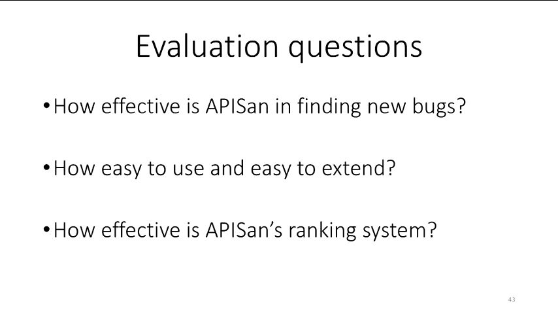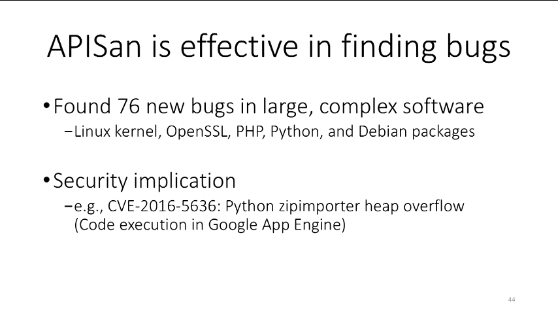Through evaluation, I want to answer 3 questions. How effective is API sanitizer in finding new bugs? How easy is it to use and extend? And how effective is API sanitizer's ranking system? API sanitizer is effective in finding new bugs. We have found 76 new bugs in large complex software, including Linux Kernel and OpenSSL. And some of these bugs have security implications. For example, there is a CVE, a Python heap overflow, which we can use to get code execution in Google App Engine.